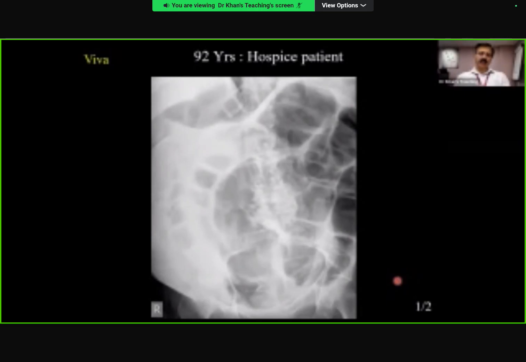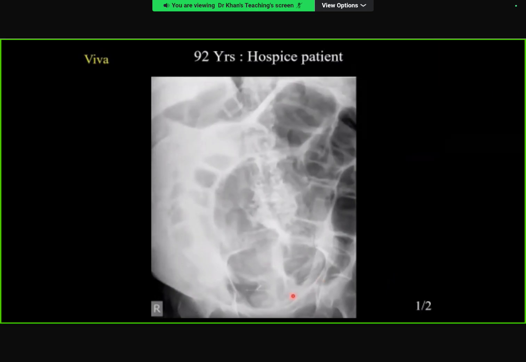You are in the A and E. This patient comes to you from the hospice. The patient is not very well oriented. A bit of dementia is also there. You have done this X-ray. What are your comments?